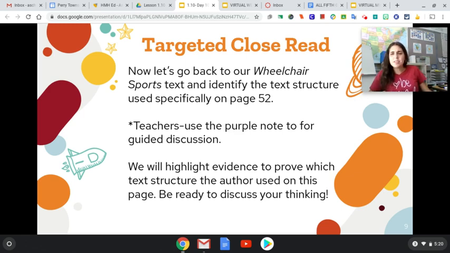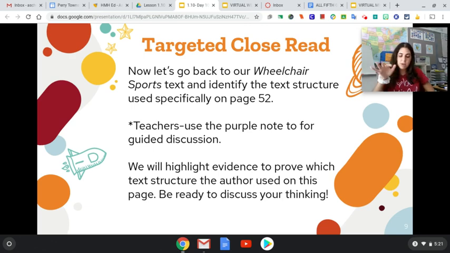We're going to analyze the text structure that's used in this portion of our text. I want you to be thinking about what is the text structure and how do you know? What in the text is giving you the idea that this is what we see? And how is this helping us understand the central idea of this? So I'm going to begin reading, begin thinking about those questions.